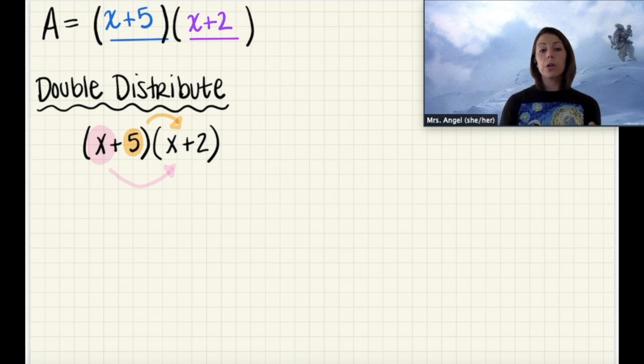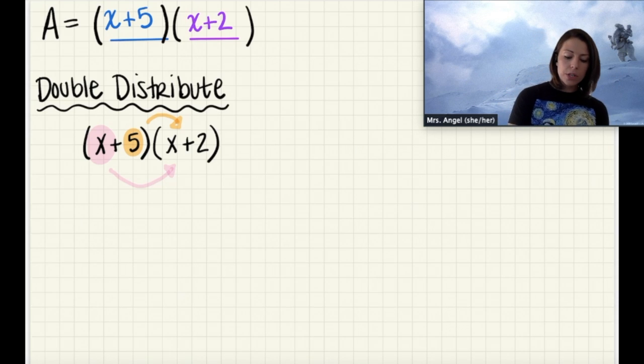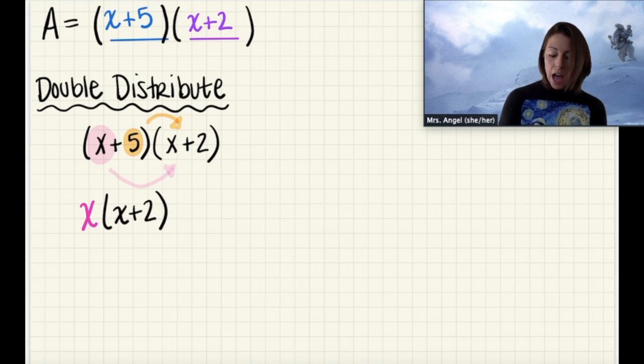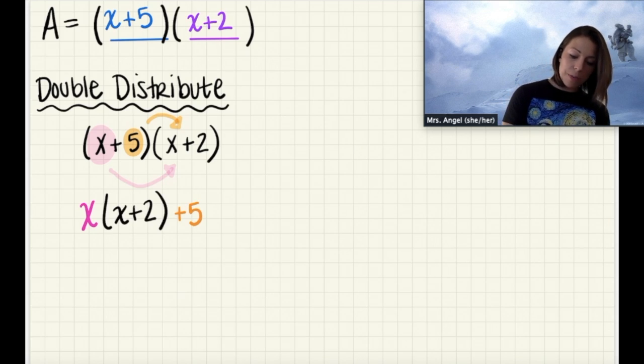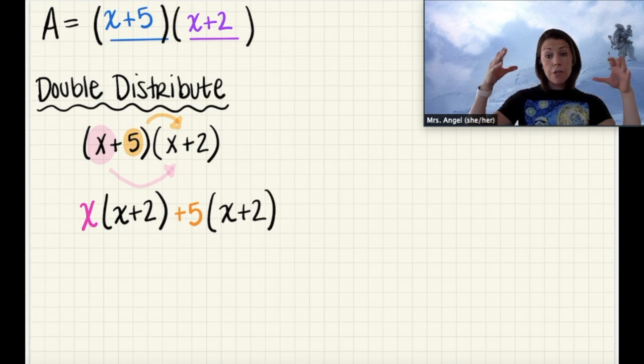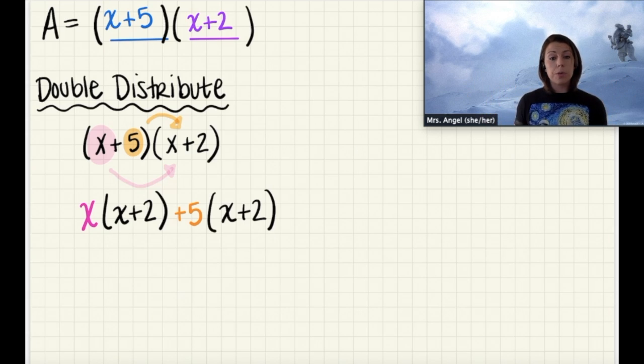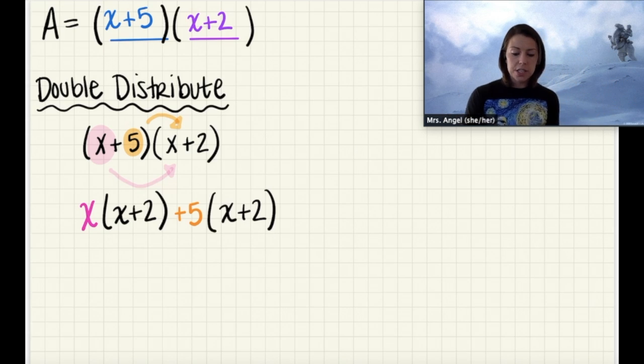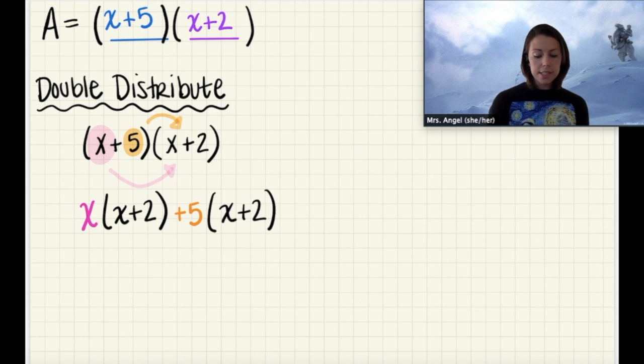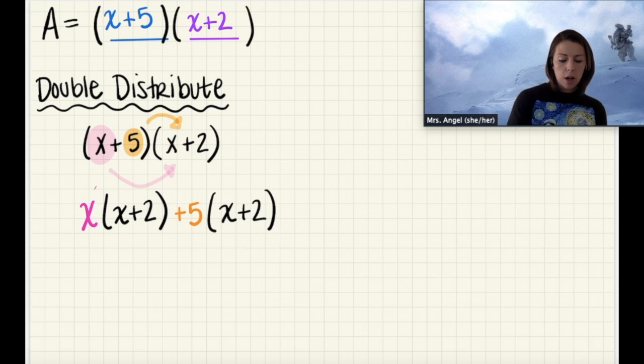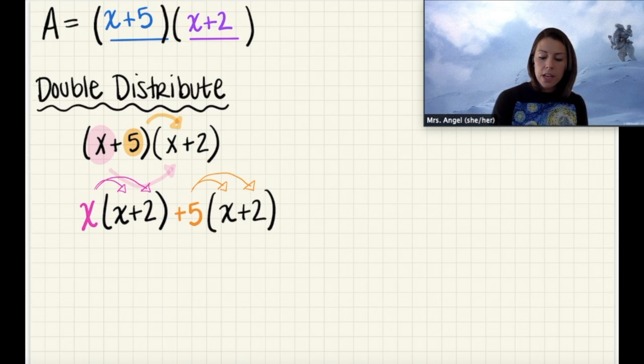So first, we're going to multiply x by x plus 2. So that's just x times x plus 2. Now I'm going to take that positive 5 from the first expression and also multiply it by the second expression. So that was our first distributing. Now we have to distribute again because there's still some simplifying to do here. But this distribution is a lot simpler. Now I just look at this as, oh, all I have to do is do the distributive property with x and the distributive property with 5, and then all my parentheses will be gone, and this becomes a lot simpler. So let's take a look at that.